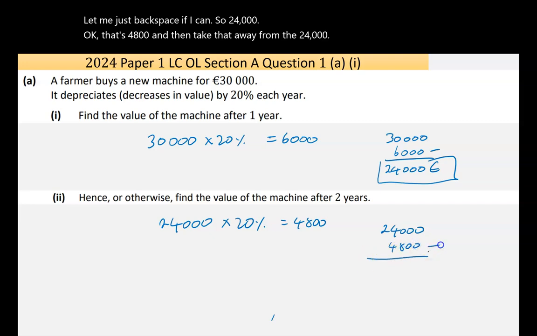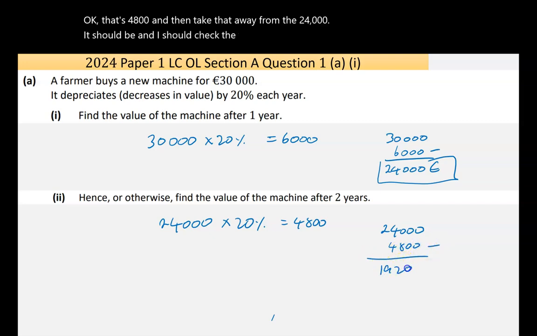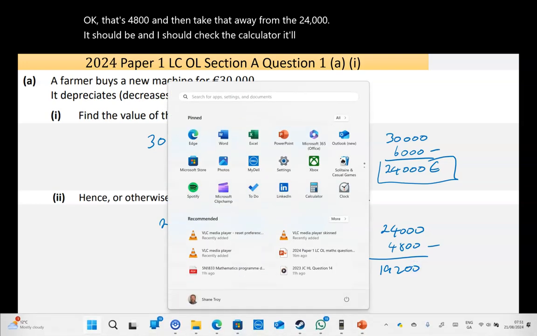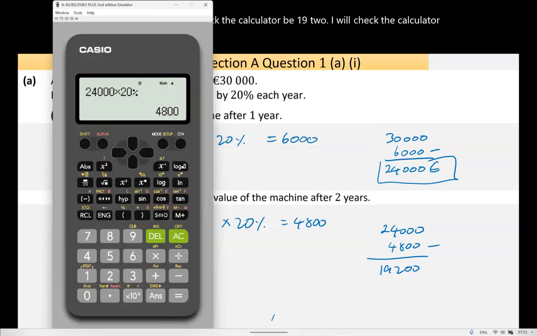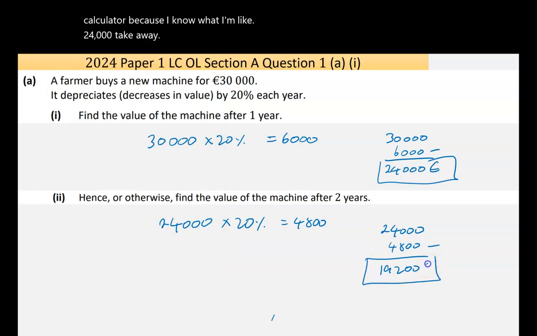It should be, and I should check the calculator, it'll be 19,200. I will check the calculator because I know what I'm like. 24,000 take away 4,800. Okay, so that's the right answer.